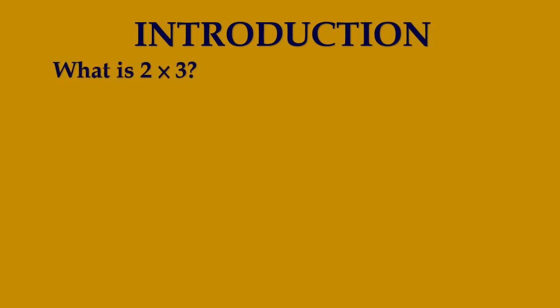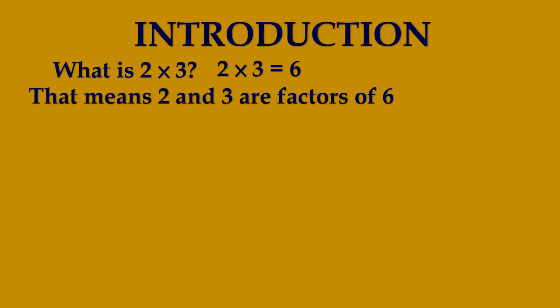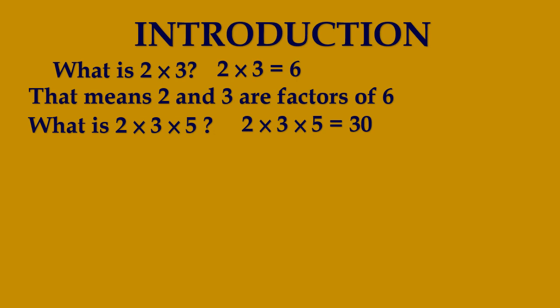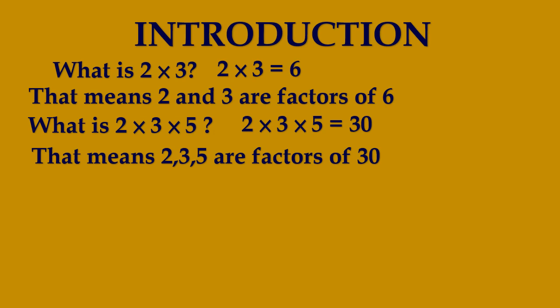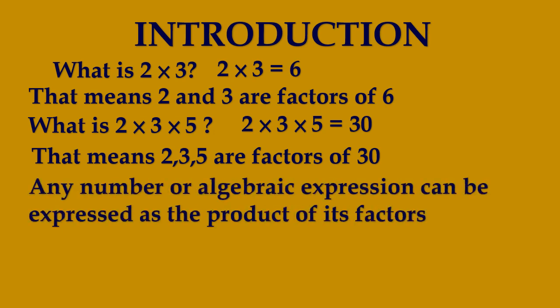We know that 2 into 3. What is 2 into 3? Yes, it is 6. That means 2 and 3 are factors of 6. Another example, what is 2 into 3 into 5? It is 30. What does that mean? 2, 3 and 5 are factors of 30. That means any number or algebraic expression can be expressed as the product of its factors.